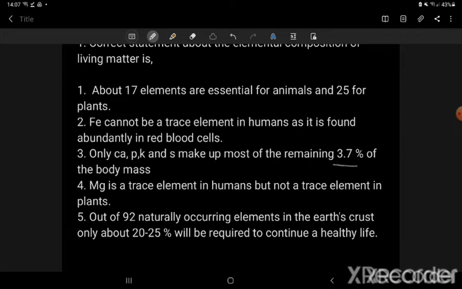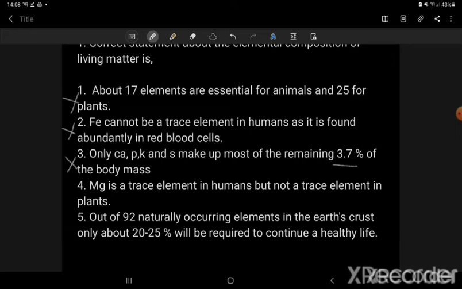And we said calcium, phosphorus, potassium, sulfur, sodium, chlorine, magnesium and trace elements account for the remaining 3.7%. So you see, this statement is wrong. All these three are wrong. So we have two more statements.